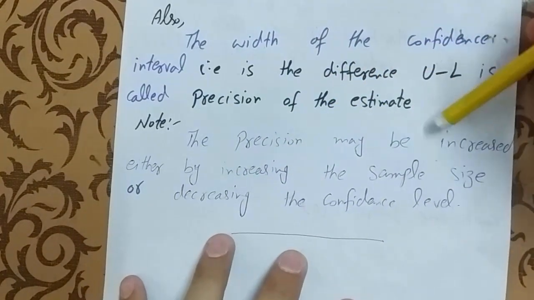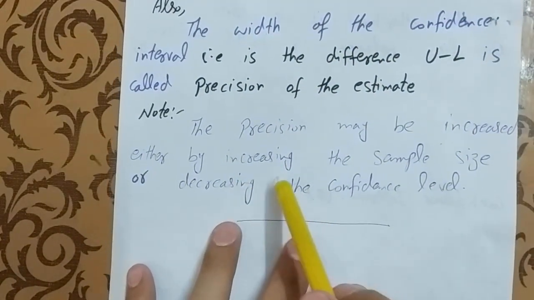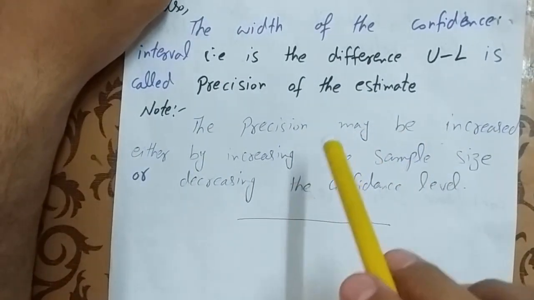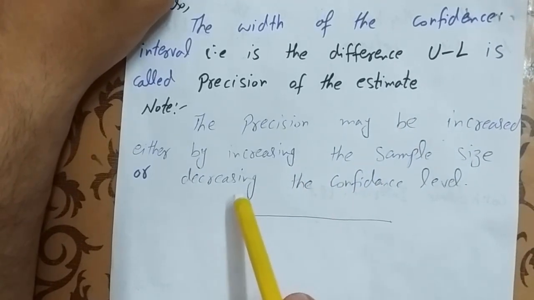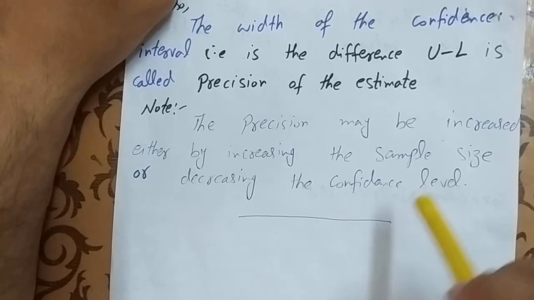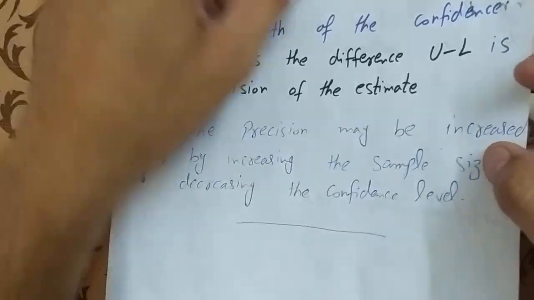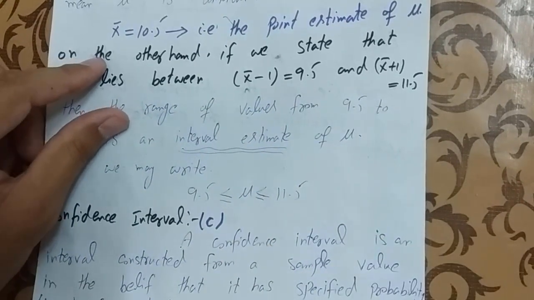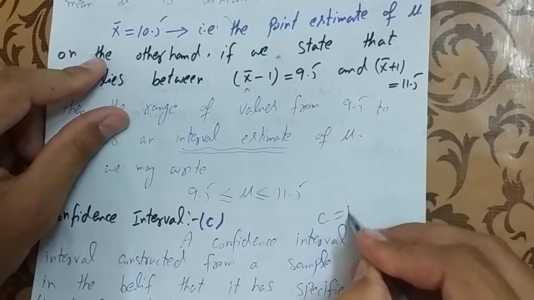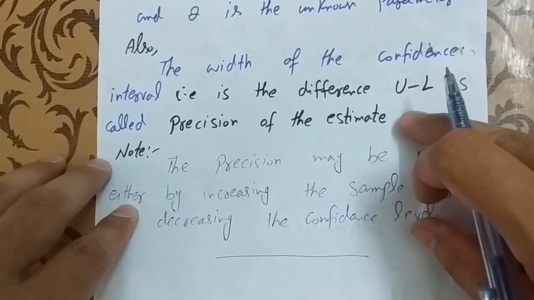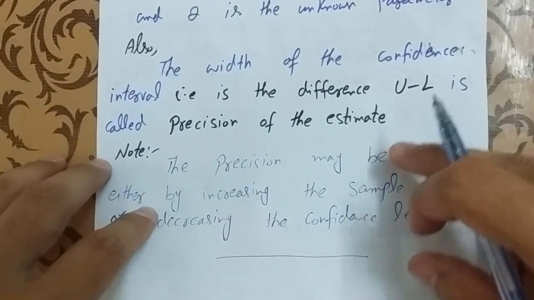Note, the precision may be increased by increasing the sample size. If we take a larger sample size, then the precision increases. It may also change with the confidence level: when we decrease the confidence level, which we defined earlier and denote by C, equal to 1 minus alpha, then the precision of the estimate also decreases, and if we increase the sample size, it also increases.